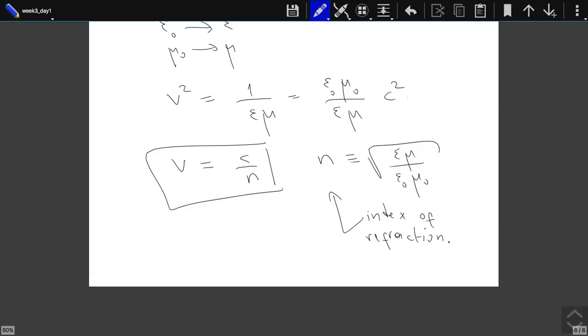Most of the time, the mu is very close to mu 0. The deviations will be very small most of the time. And the deviation between mu and mu 0 is at the order of 10 to the power minus 4, if we are not talking about ferromagnetic materials. So most of the time this will be just epsilon over epsilon 0. So the polarizability of a medium will determine the speed of light in the medium.